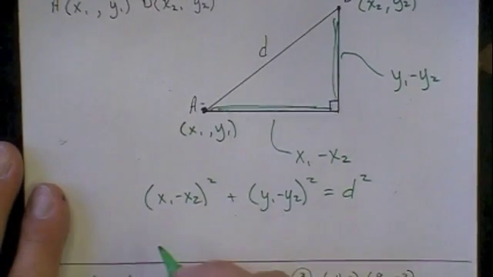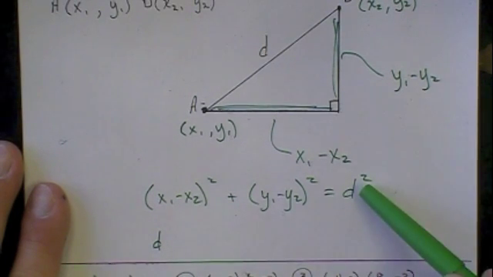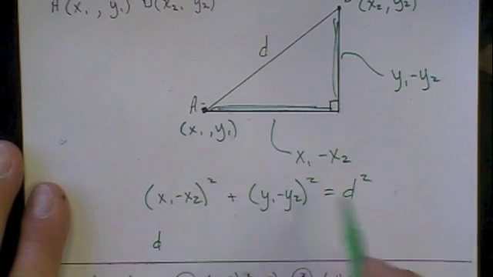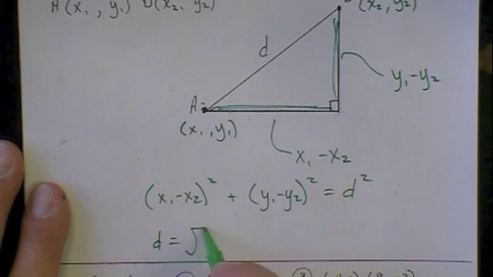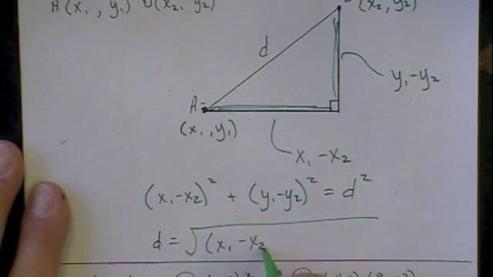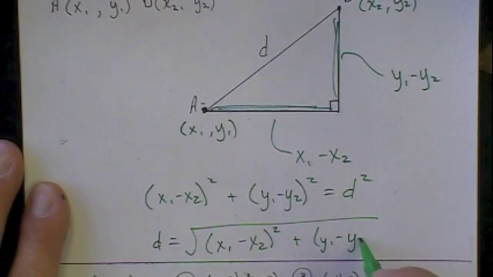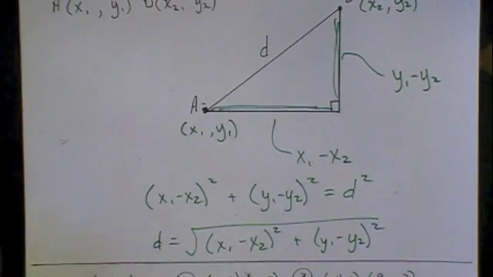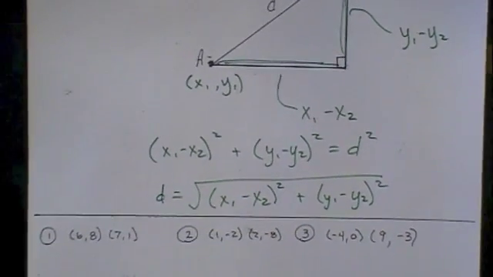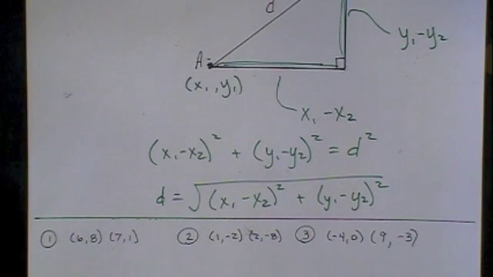Another way we can write the same thing, because what we're really interested in is the length of segment d, not d squared. So if we take the square root of both sides, d is equal to the square root of x1 minus x2 squared plus y1 minus y2 squared. And so now we can use that new distance formula to find the length of these 3 segments made here.